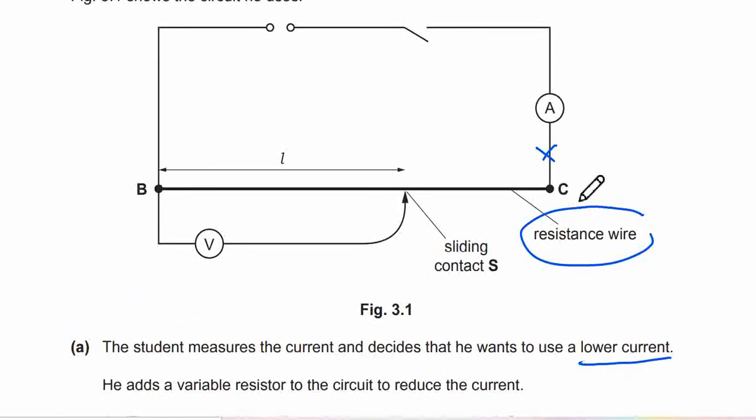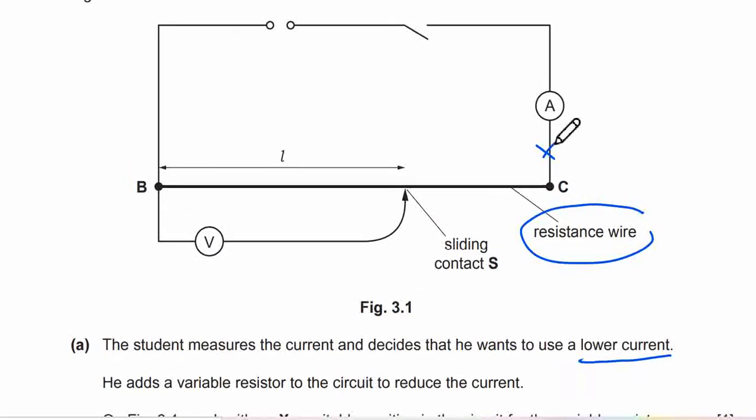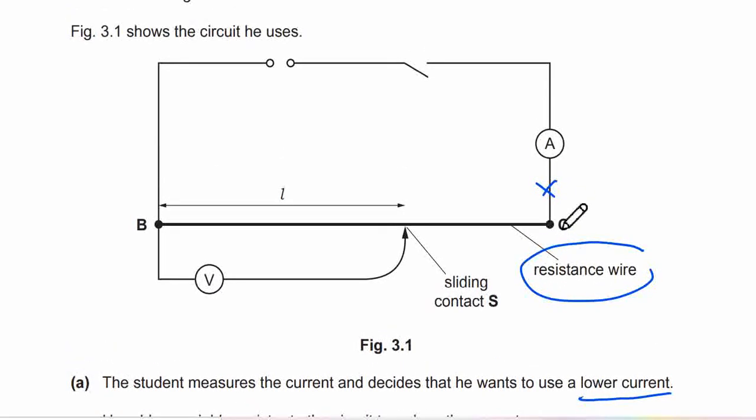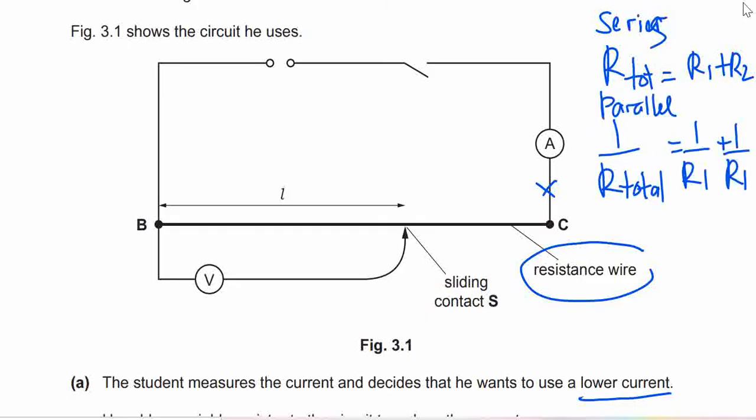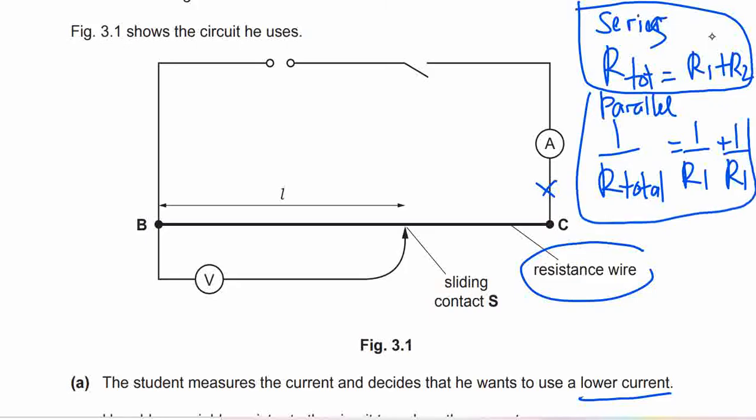Before we move on, the reason we put this X in series with the other resistance is because resistance in series adds up to the total resistance, and we get the formula: resistance total is the first resistance plus the second resistance. While if we put it in parallel, the total resistance will decrease in a parallel circuit. So in series, we add another resistance, which adds up the total resistance and reduces the current, while in parallel another resistance will reduce the total resistance. So that's the reason we put the X in series with the resistance wire, ammeter, and the power supply.